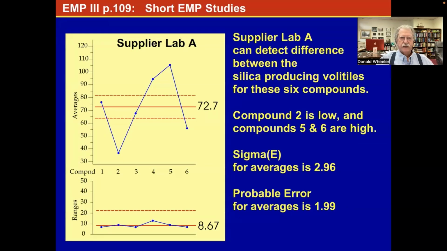Supplier A can detect the difference between the 6 different compounds in terms of the silica-producing volatiles they yield. Compound 2 is low, and compounds 5 and 6 are high. Sigma E for his average reading is a little under 3. So his probable error for the average reading is basically 2. Supplier lab A produces values that are good plus or minus 2.